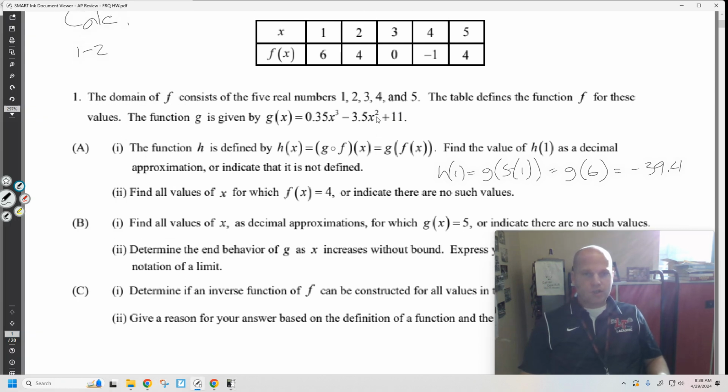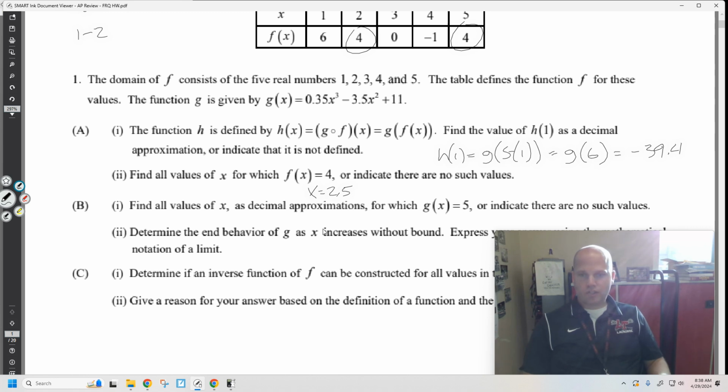Find all the values in which f of x equals 4. So what are the x values in which the y is 4? I mean, it's pretty obvious. You can see x equals 2 and 5. Find all values in which g of x equals 5.